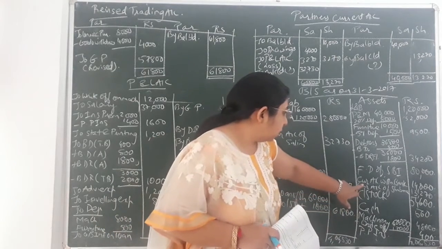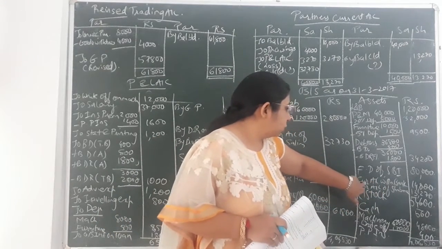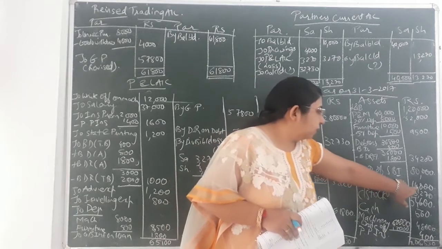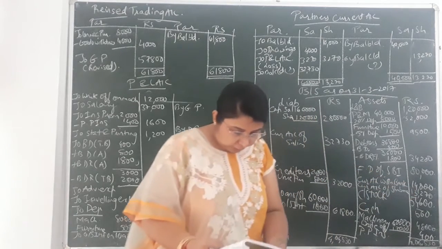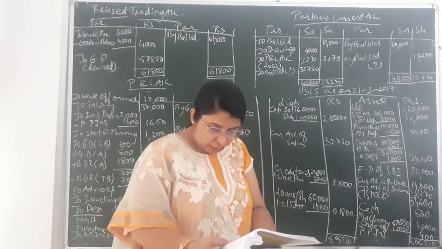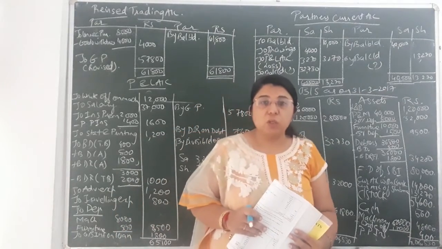You can see current account with bank, I have written short form CUR. Current account with bank, that is rupees 14,000. Then afterwards fixed deposit of SBI, that is also one kind of investment for the firm.